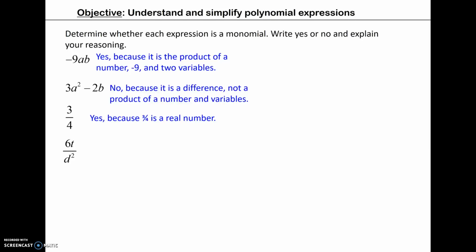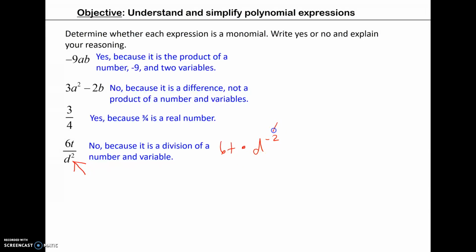So this is actually not a monomial. The reason is right here. If you were to rewrite this, we see d squared in the denominator. That means this could also be written as 6t times d to the negative 2 power. Remember how we learned about negative exponents? You want to make them positive, you throw them in the denominator.